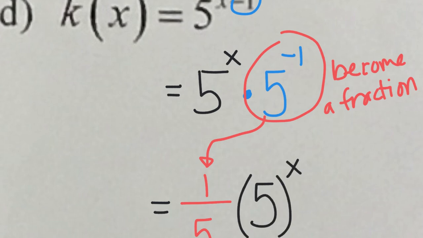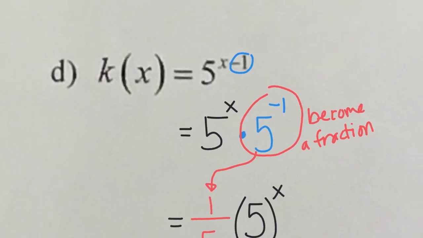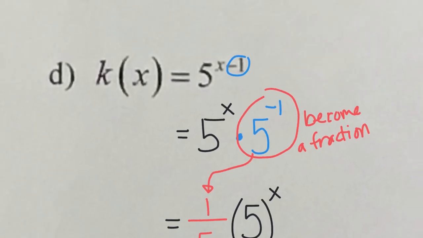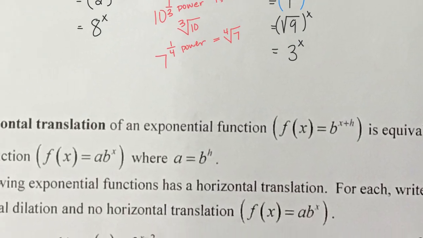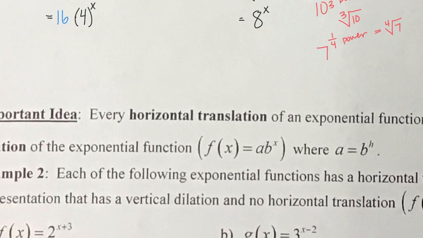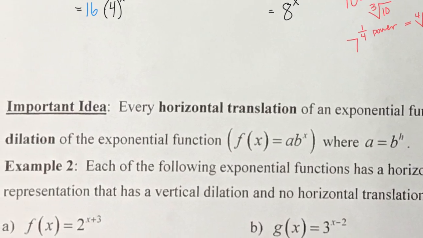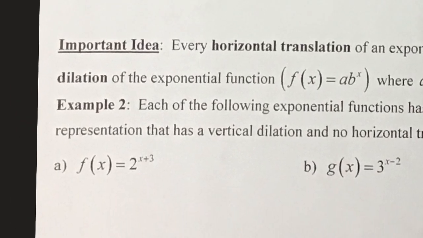Okay, so something you'll notice, anytime we have a subtraction problem in your power, right, a subtraction in your exponent, you're going to have a fraction as your a value. Okay, a fraction as your a value. So let's see how we do. Right, so this is it. We have a horizontal translation, and you want to write it as a vertical dilation.